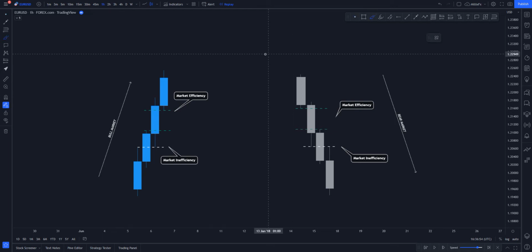All right, you might already be familiar with this type of concept as you see the market creating candles like this, but you might not know what it means.